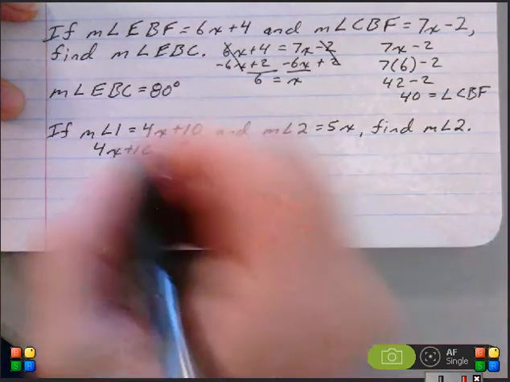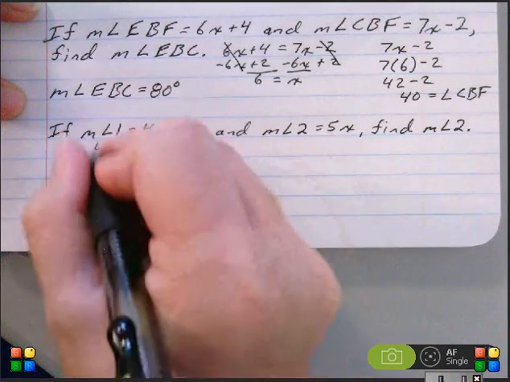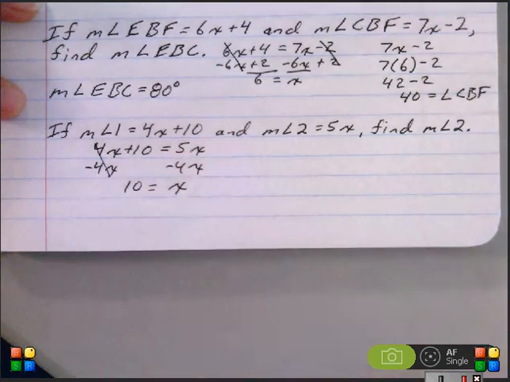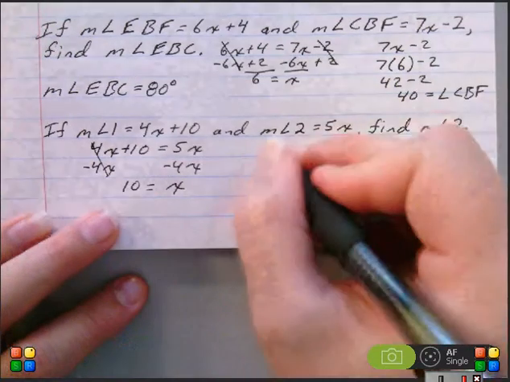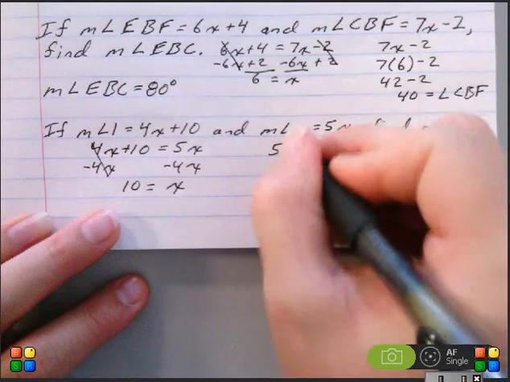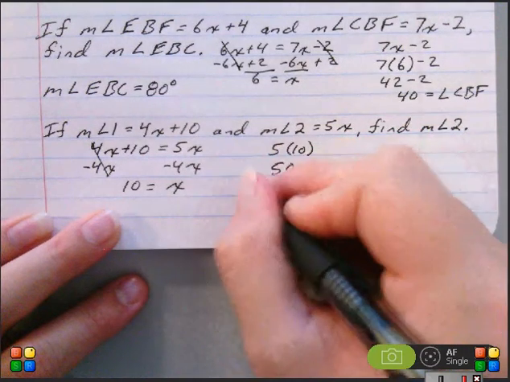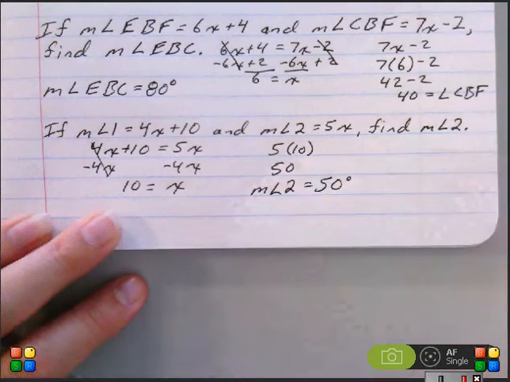And then we're solving, so let's move this 4x. So that goes away. We're left with 10 equals x. But I want to know the measure of angle 2, so I'm going to plug it back in here. So 5 times 10. So this gives me 50. So the measure of angle 2 equals 50 degrees.